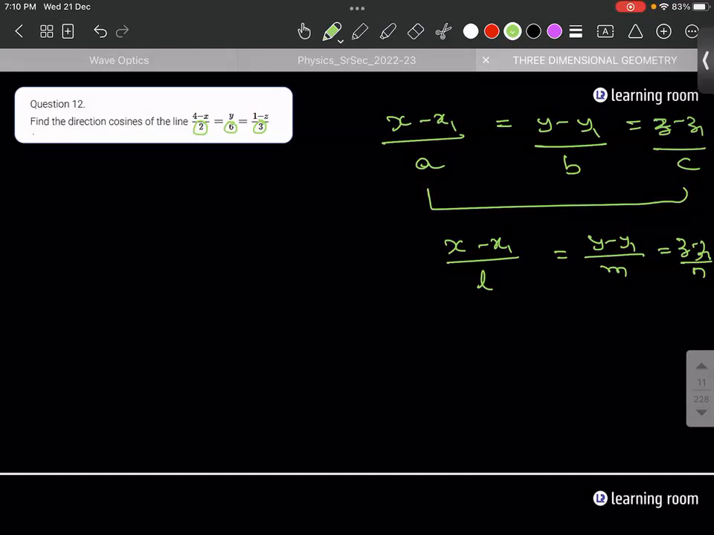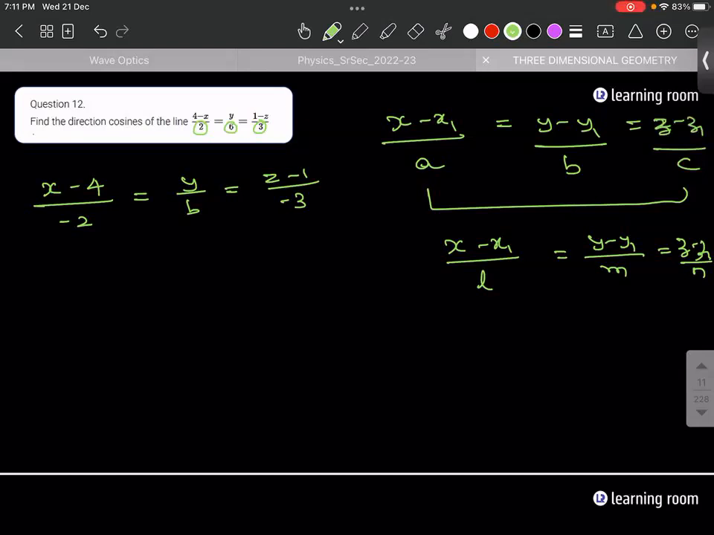Guys, are you with me? Yes. So first, I'll rearrange the question. Their direction cosines are direction ratios. Ratios. How did you say that? How did you say?